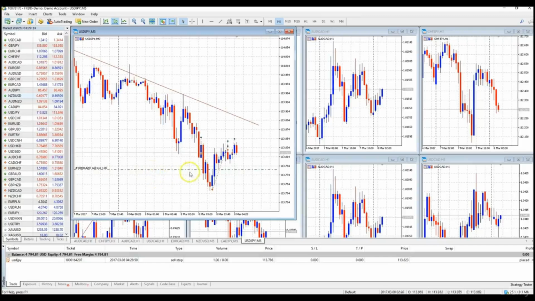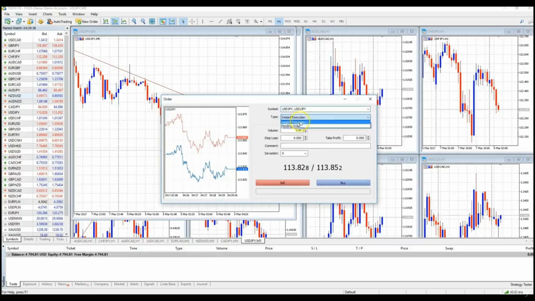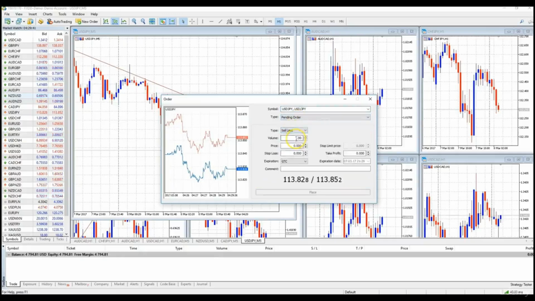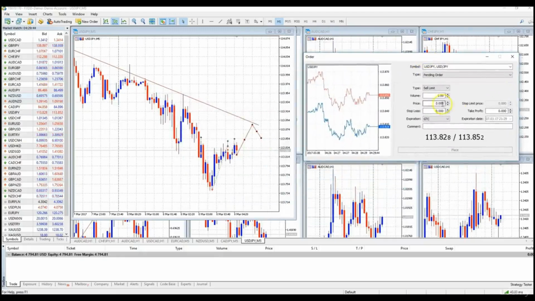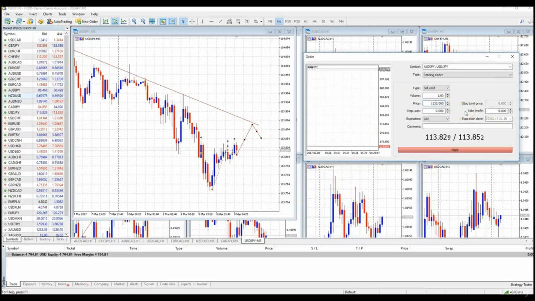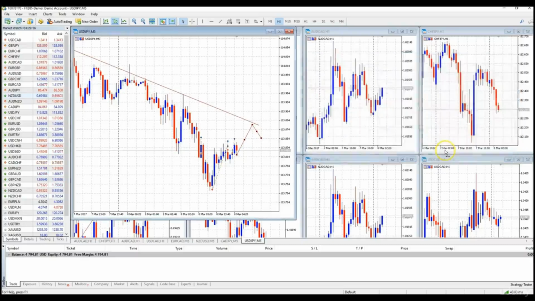Now, a sell limit would be if price is able to climb up to this declining level of resistance and we're expecting a bounce. That's where we would put in the sell limit. Okay, so I'll just go ahead and delete that and just give you an example. So pending, sell limit with this trade, and the price will be 113.88, and I'll just go ahead and hit place.